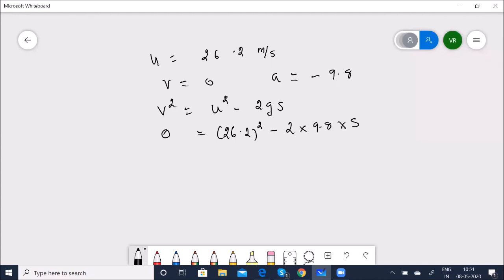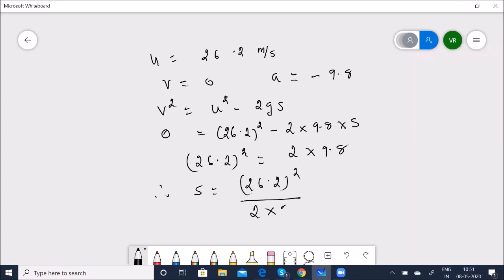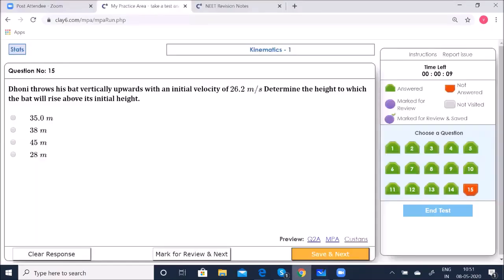We need to find S, right? Or it is going to be 26.2 the whole square is equal to 2 into 9.8 into S, therefore S is equal to 26.2 the whole square divided by 2 into 9.8. Now that works out to 35.02, or I can approximately write it as 35 meters. Let's see which option is correct. 35, option A is correct.